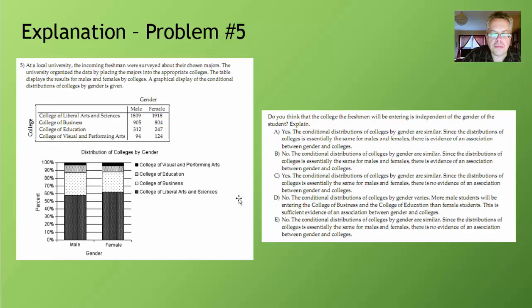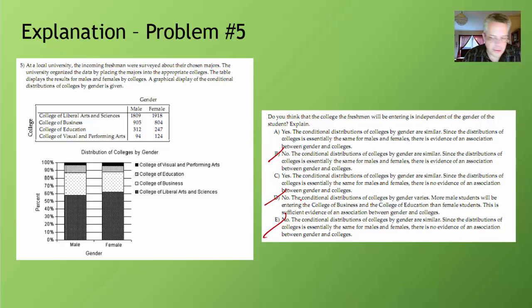All right, the next one, 5, is very similar. On number 5, this is another case where they want to know are the variables independent. This time the graphs aren't identical, but they're pretty close. They're within a percent or two of each other. So we know the answer is yes to the basic question. So we'll cross out all the ones that say no. And that leaves 2.